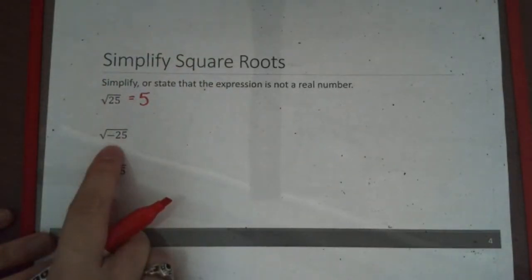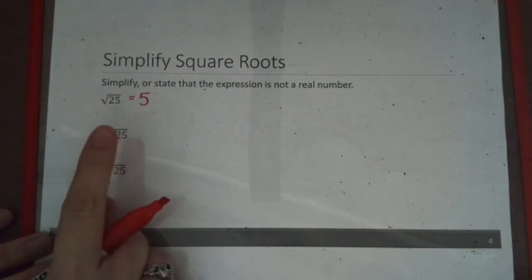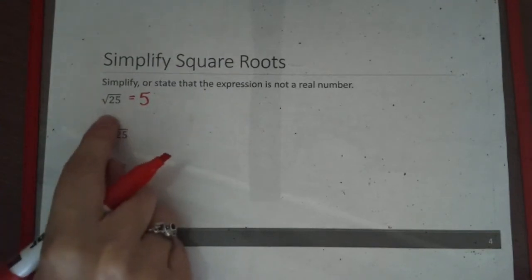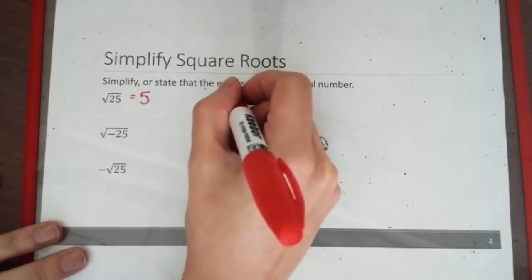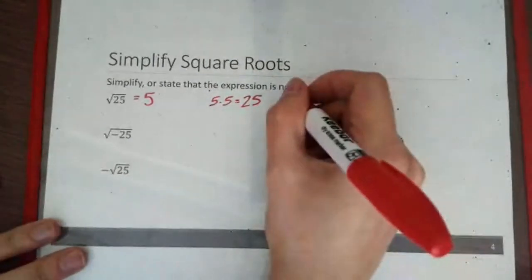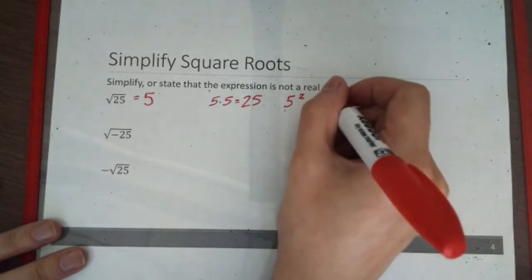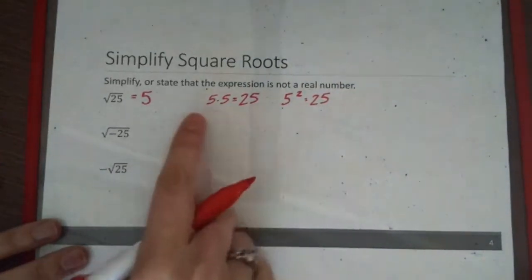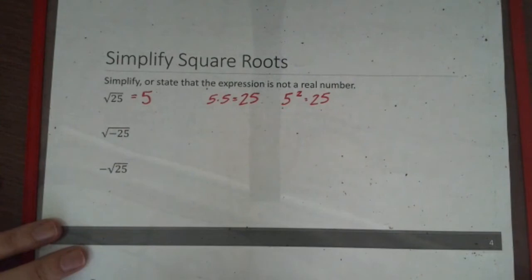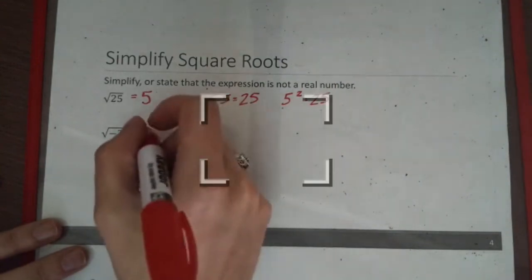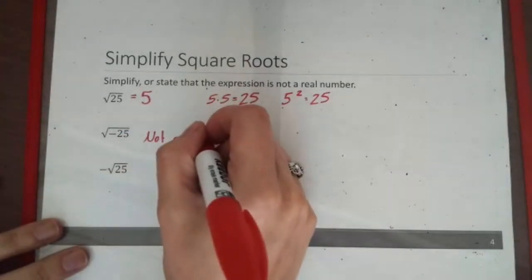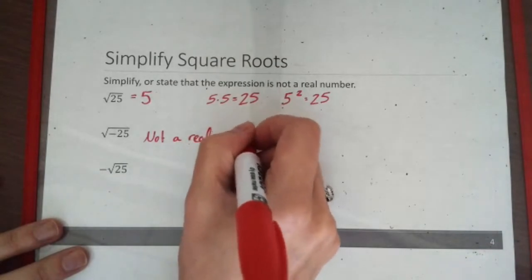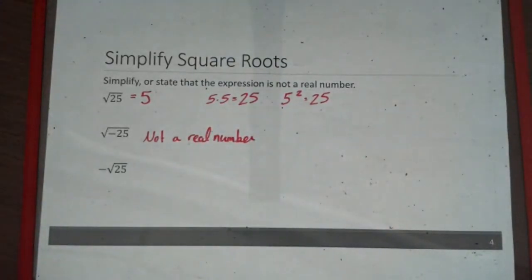The square root of negative 25. Well, before we actually attack that, let's look back at the square root of 25 equals 5. The reason why this is true is because 5 times 5 is 25, or we can get it as 5 squared is 25. So what number times itself gives us a negative 25? There isn't one. So because there isn't one, we state that this is not a real number. And that's because we cannot take any real number and multiply by itself and get a negative 25.